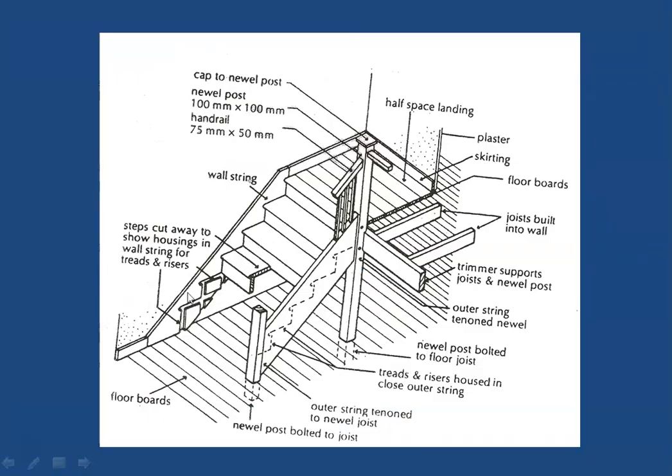So let us continue. Now here again you are seeing a similar detail: a flight of stairs with two stringers. As I told you, the stringer which is fixed to the wall is called the wall stringer. The other stringer is the open stringer on the open side of the stairs. You will see here the grooves or housing which has been made in the stringer to fix the tread and riser combination. And you will see the newel post.